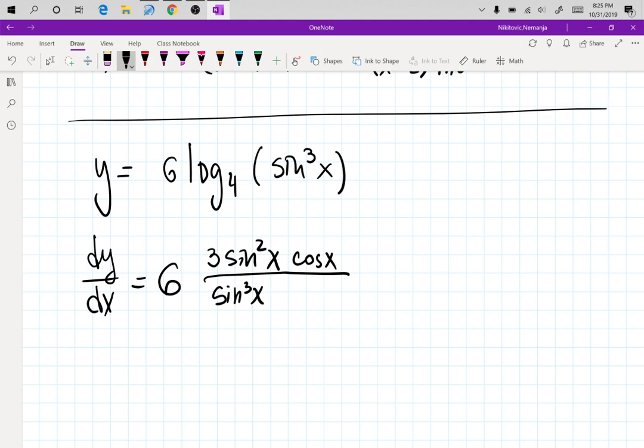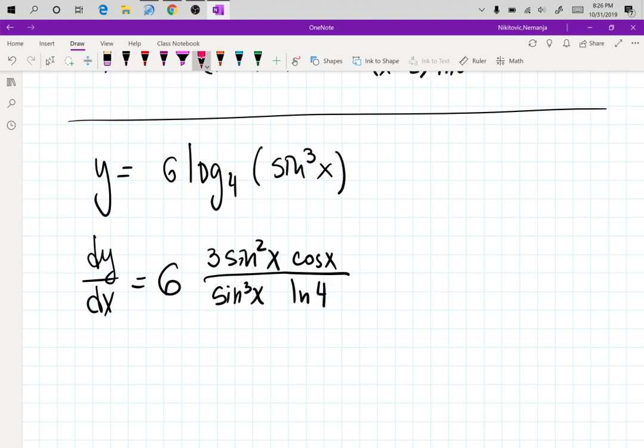So we have to take the derivative of sine cubed. Well, that's like x cubed. And the derivative of x cubed would be 3x squared. So this is going to be 3 sine squared. And then, because it was chain rule with the sine, the derivative of sine is cosine. And we still have to put ln 4 in here.